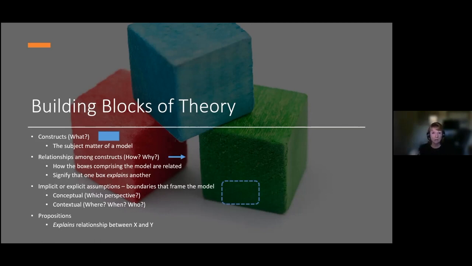Why does that relationship exist between X and Y? So if you can do all four of these things, then you're building a theory. I'll talk about each of these and give some advice on how to do each of these too.